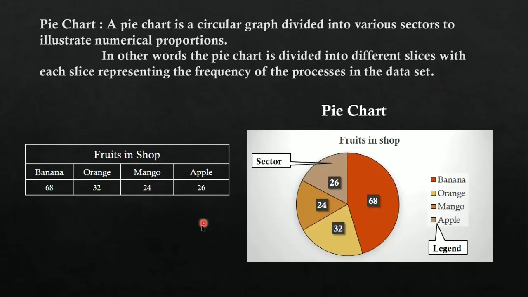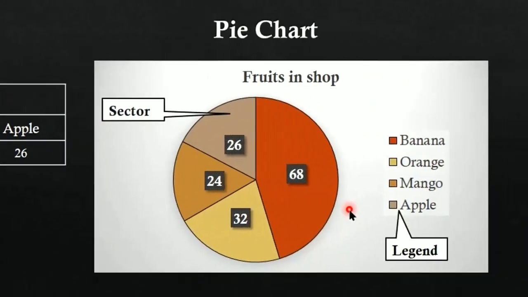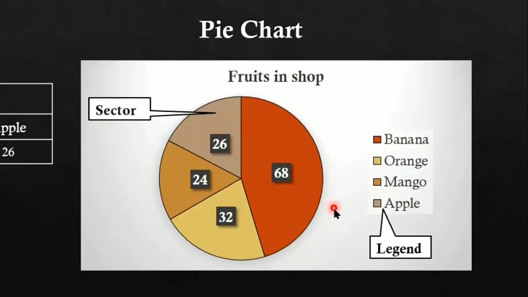Here one example is there. In this example, there are different types of fruits available in a fruit shop. Look at this pie chart. Let us learn how to read this pie chart. You can see in this pie chart there is a circle, correct? This circle represents all the fruits in the shop. Next, you can see the title is there. The title tells us that the pie chart is about different fruits in the fruit shop.